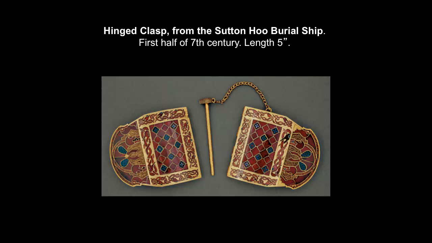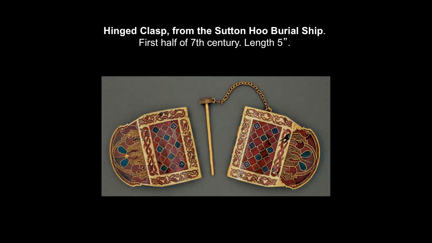So we're going to introduce two terms here, zoomorphic and animal style, and they are particularly associated with the art of this period, and we'll see why in just a minute. Not only on this clasp can we see network and interlacing serpent forms, so we can see around the borders of the Sutton Hoo clasp that there are these serpentine snake-like forms that wind in against each other, and some of the tendrils have serpent heads or animal heads.